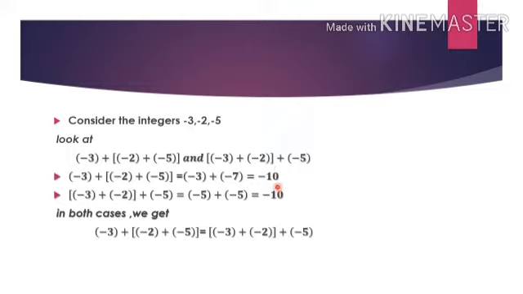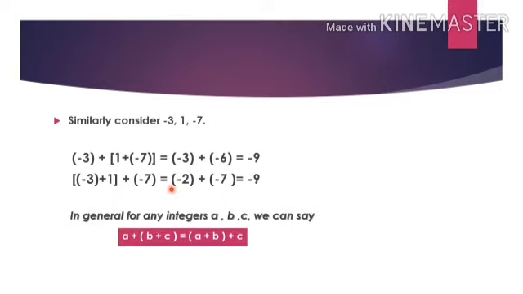Okay, if we consider the first slide, positive integers, we get the same answer in both cases. In this case we consider the negative integers, we get the same answer. It means if we add minus 3 plus minus 2 plus minus 5, and minus 3 plus minus 2 plus minus 5 in the other grouping, both results are the same.